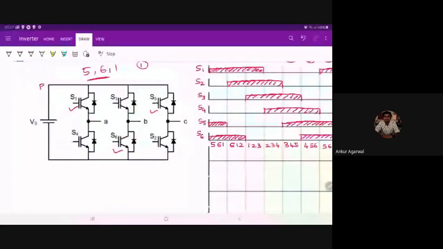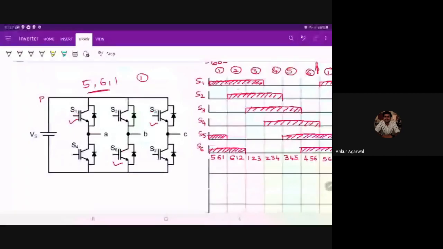So at the same time, 3 devices are in conduction, right? One in each phase leg. In A phase leg, S1 is conducting. In B phase leg, S6 is conducting. In C phase, S5 is in conduction.